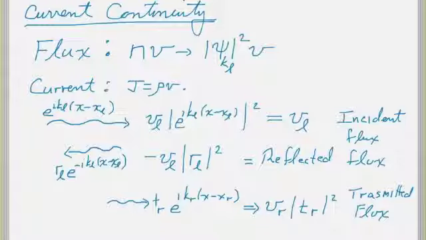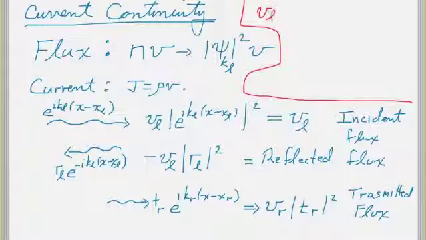And now flux has got to be conserved, so that means that the incident flux, VL, minus the reflected flux, VL RL squared, has got to equal the transmitted flux.